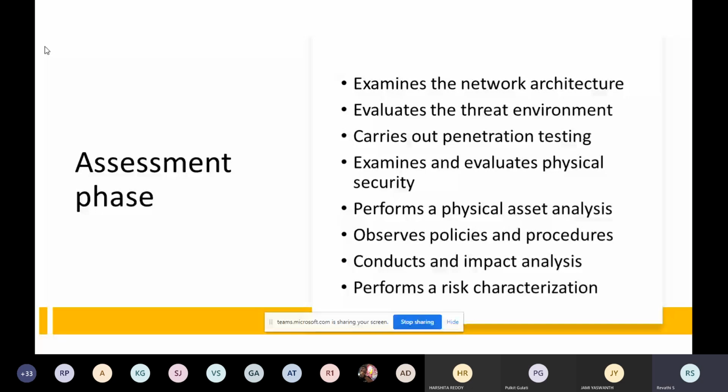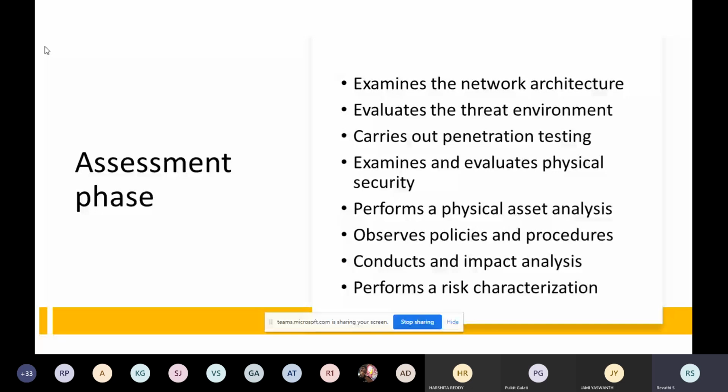And then you have to confirm whether the threat is there, whether the vulnerability is there. So you are going to perform the penetration testing. Then also examine the physical security, in the sense whether the firewall and intrusion detection system are present, whether the firewall is configured. And also power backup for the network devices. All these things are physical security. So examine and evaluate the physical security, then perform the physical asset analysis, in the sense which are the physical systems that are an asset to the organization that has to be secured.